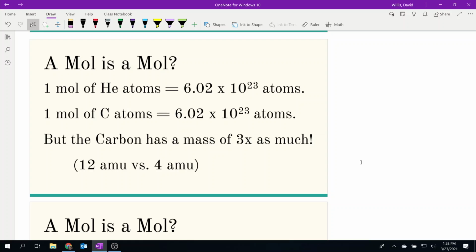All right, so what I want you to understand about this, yes, they're both 6.02 times 10 to the 23rd atoms. However, 1 atom of carbon has an atomic mass of 12, and 1 atom of helium only has an atomic mass of 4, and so the mole of carbon will actually be around 3 times as much. All right, so let's press on.